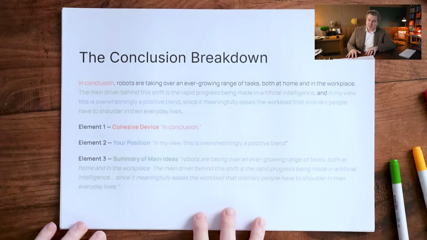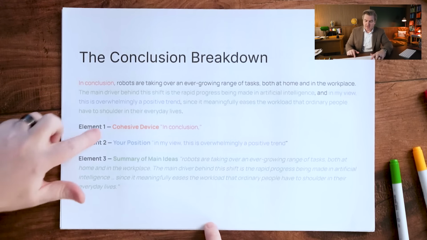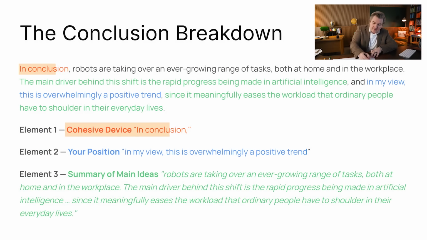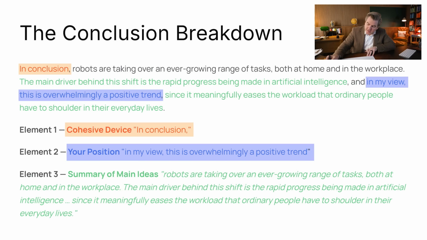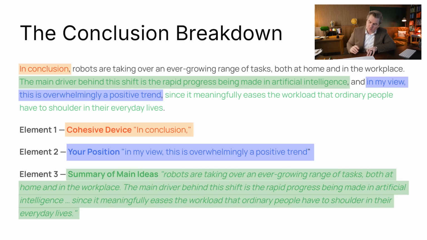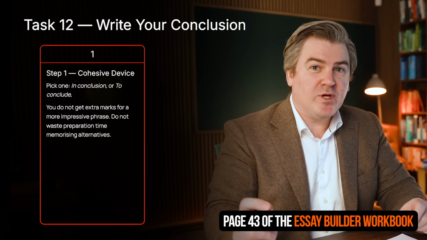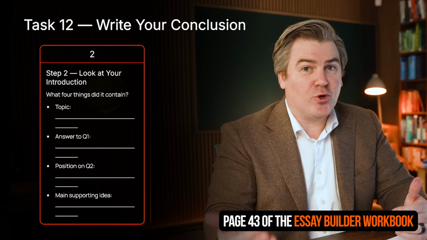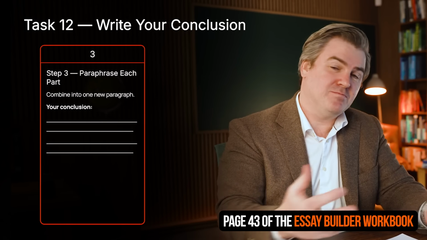So if we break down the conclusion even more for you, in orange here, we have our cohesive device, in conclusion. In blue here, we have the position. And then in green, we have idea number 1 and idea number 2. So in your workbook, task number 12 is to write your own conclusion. So if you want, go and do that.